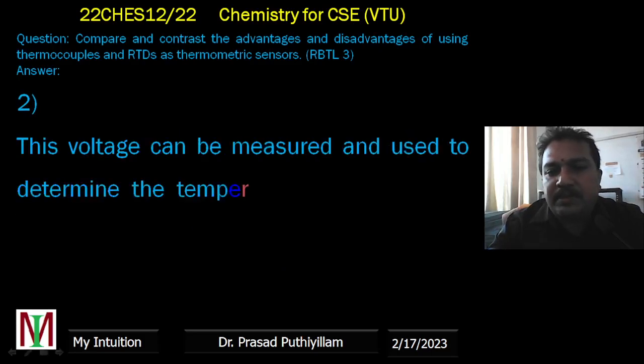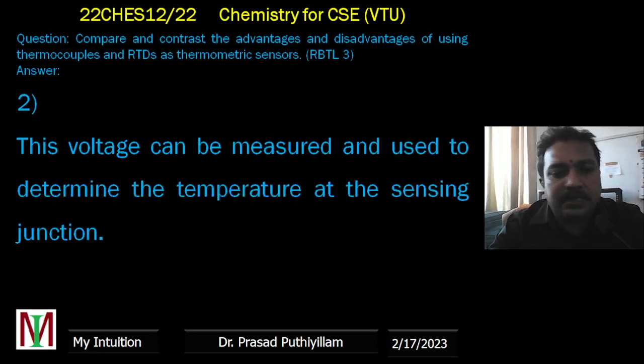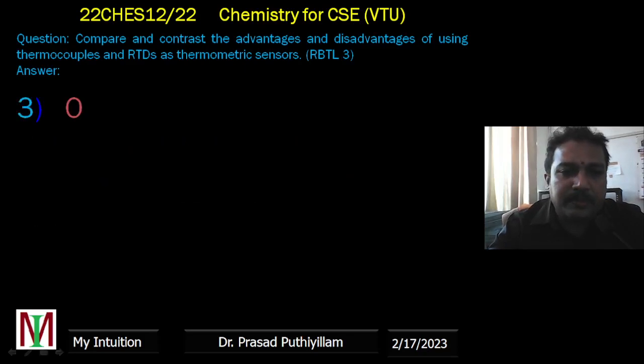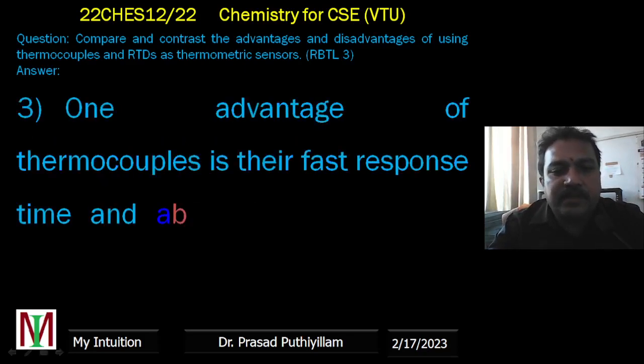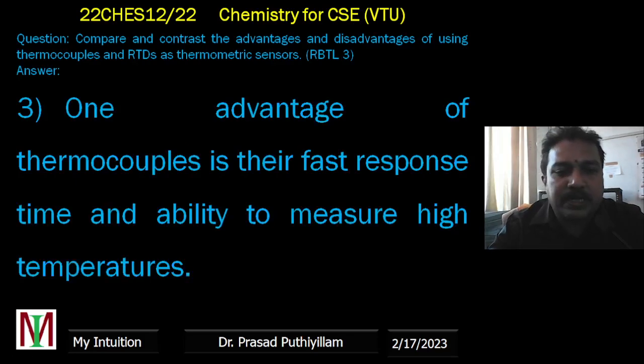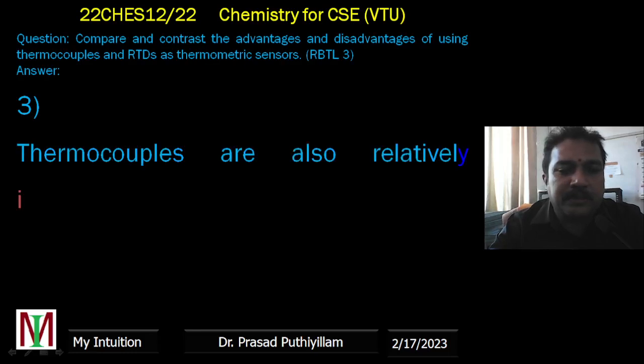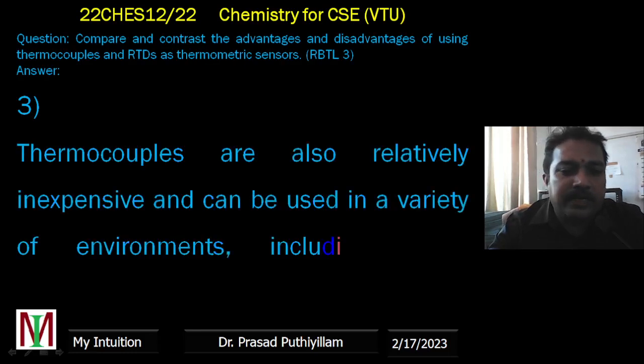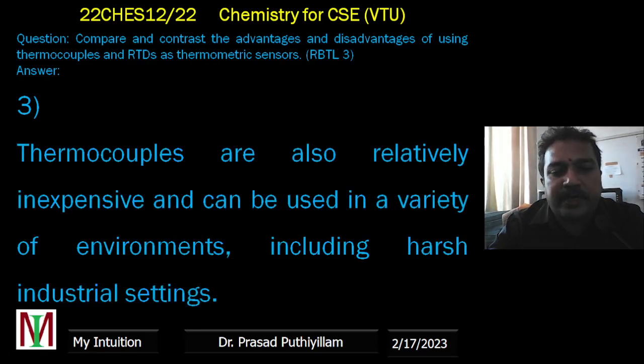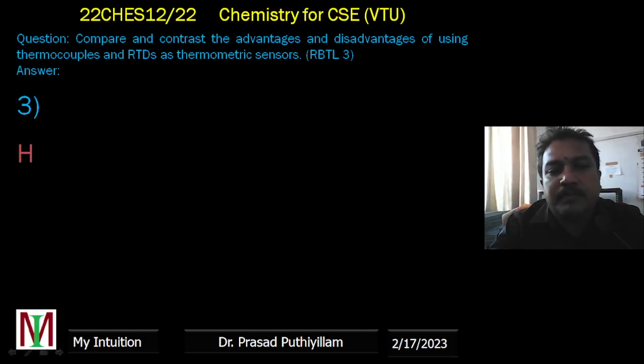This voltage can be measured and used to determine the temperature at the sensing junction. Simple concept. One advantage of a thermocouple is their fast response time and ability to measure very high temperatures. Thermocouples are also relatively inexpensive and can be used in a variety of environments, including harsh industrial settings. That's mainly in chemical industries where the temperature goes above 1000 degrees Celsius. There, the temperature changes can be measured by using a thermocouple.